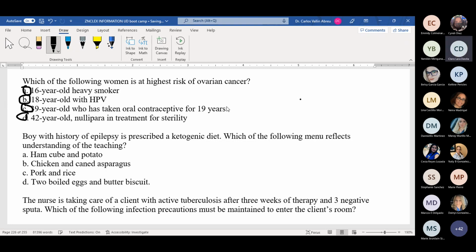Oral contraceptive is the only one that is protective for ovarian cancer. They say it's protective. And you need to use the adequate language, you need to learn from my Bostonian English.